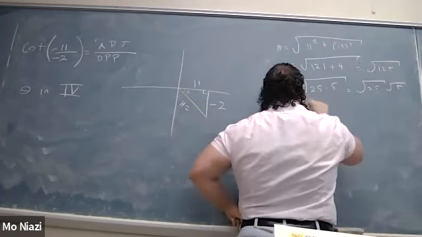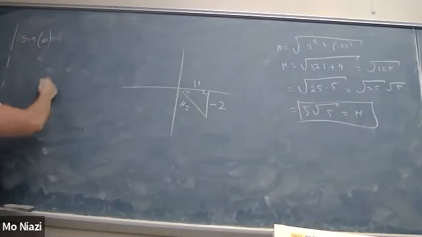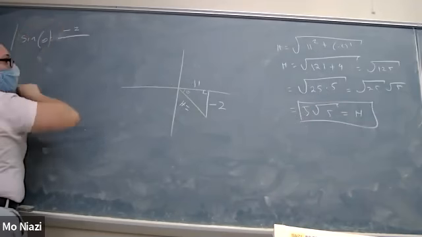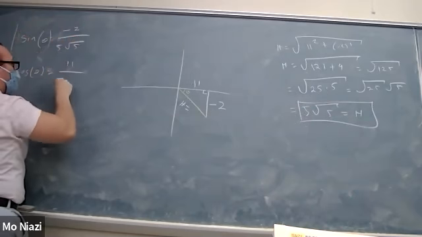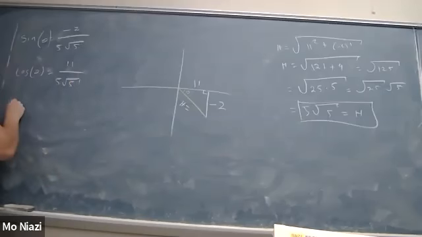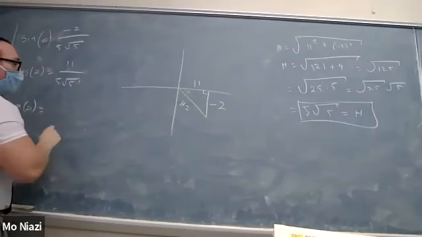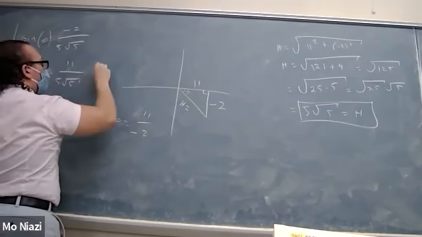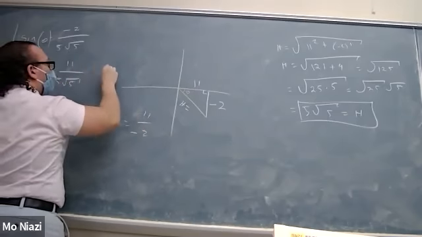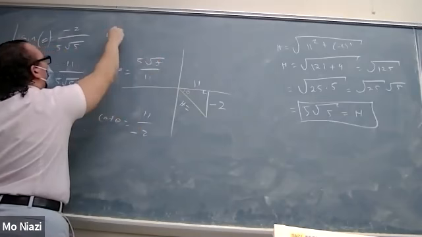Sine of theta is opposite over hypotenuse. Cosine of theta is adjacent over hypotenuse. Tangent of theta is opposite over adjacent. Cotangent was given. Secant is then this. And cosecant is this.